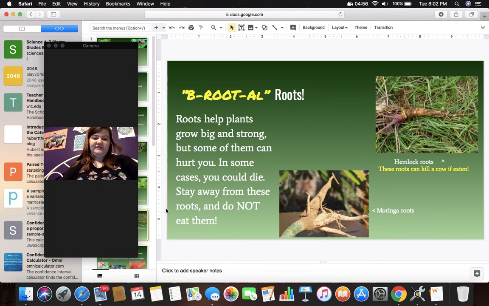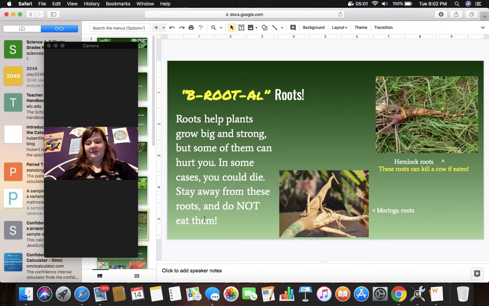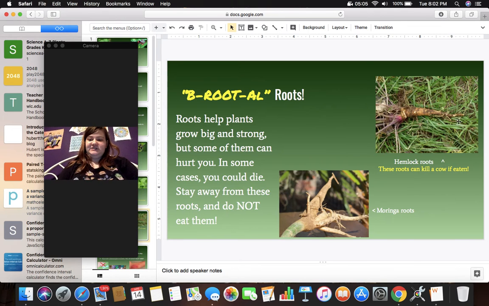Stay away from these roots and do not eat them. So like the leaves and like the berries, don't touch them, don't eat them. So this here is called a hemlock root. That's pretty big, don't you think? I would say so. So in the middle here, you can see there's a little bit of reddish purple in there. That's how you can tell that that's a hemlock root, and that's how you can tell you shouldn't touch it.